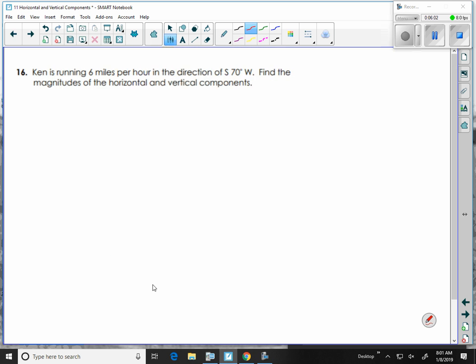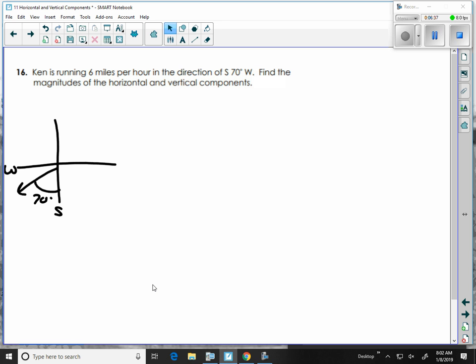All right. So Ken is running 6 miles per hour in the direction of south 70 west. Okay, so south 70 west. Let's see, we have west, south. So that would be 70 there. This one takes a little bit more to figure out than the last one did, but that's fine. It's not too bad. So think about it from the horizontal. Let's extend. We've been working with only that right side of the horizontal. Let's extend the whole thing. If we extend the whole thing, here's our triangle that we want to work with, right there, okay?